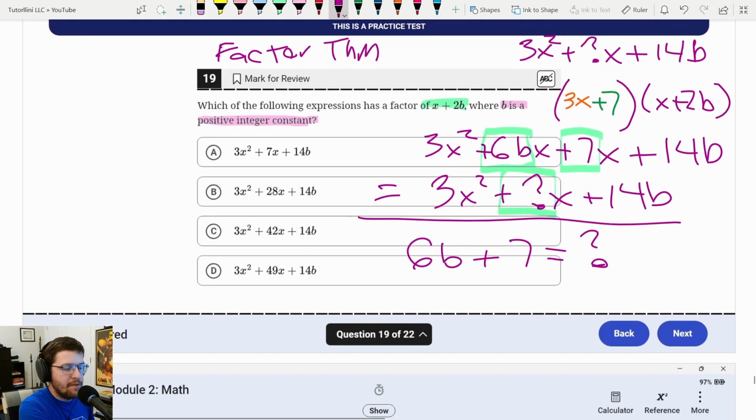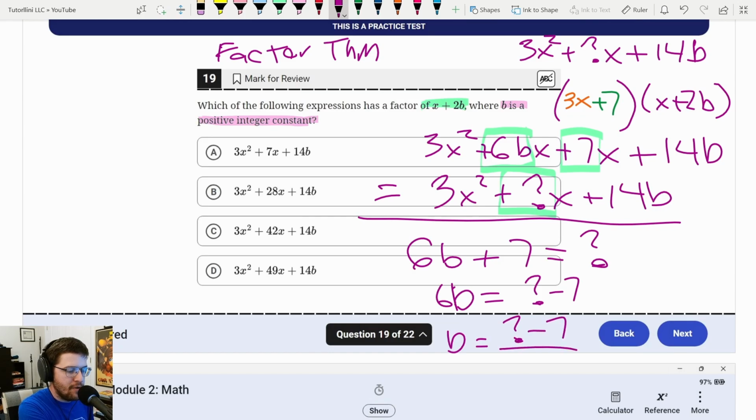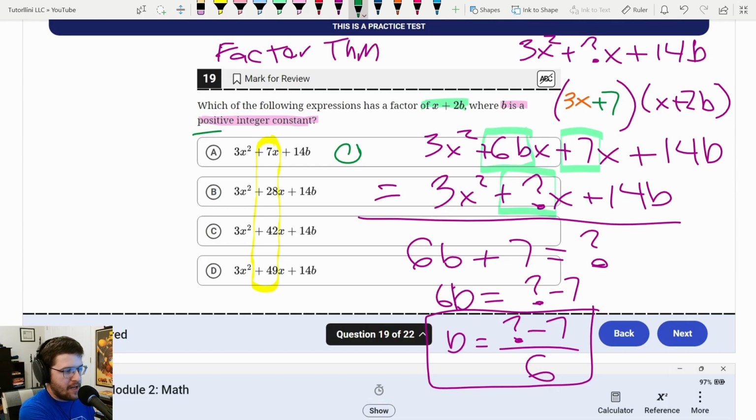So if I solve for b here, I get 6b equals question mark minus 7. And if I divide both sides by 6, I get b equals question mark minus 7 over 6. So the correct answer should have a coefficient in here that will give me an integer value of b. So let's do 7 minus 7 over 6. That gives me 0. But notice how it says we should have a positive integer. 0 is not positive. So this one is wrong.